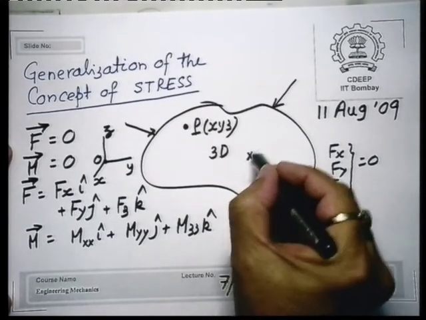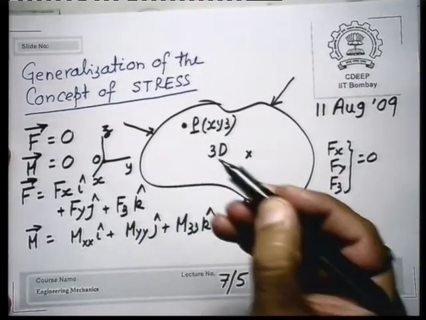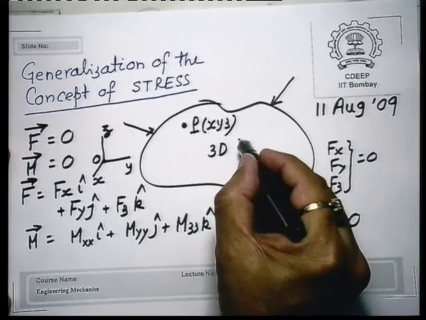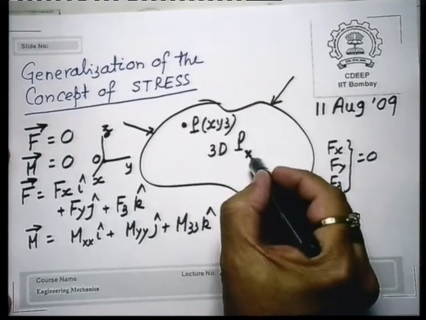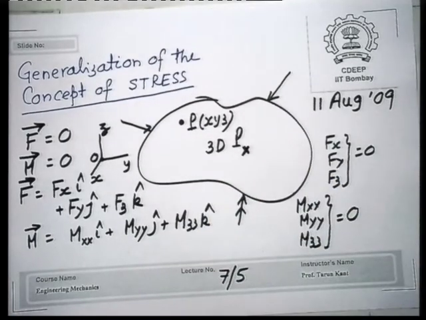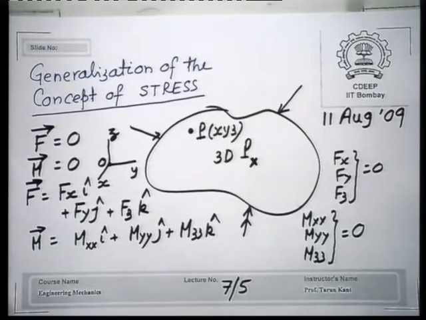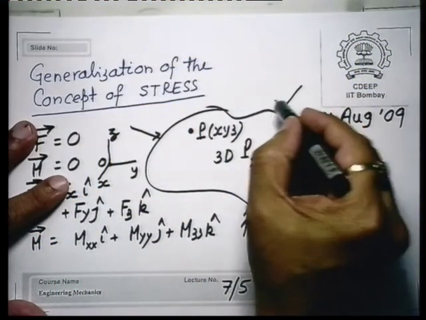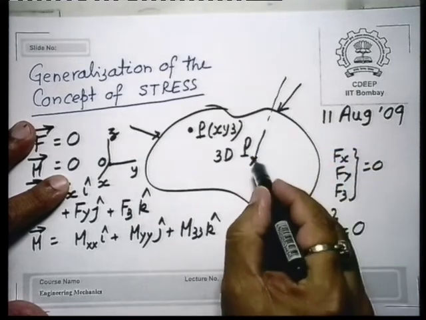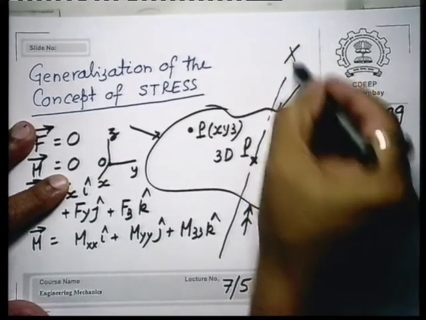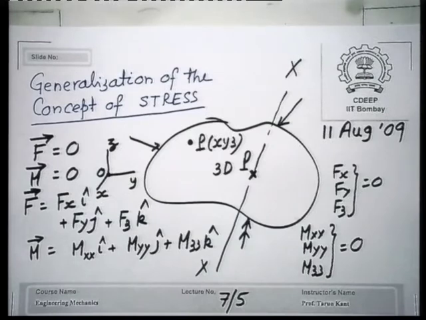Now, I would like to know about this point, which I have already marked P. Point P is inside the body. I would like to know what is happening there, what kind of force distribution exists at point P inside the body. So, what I will do is pass a plane, cut through this point P, and divide this body into 2 parts.